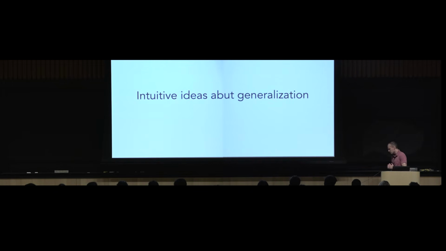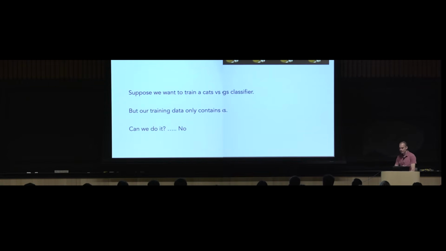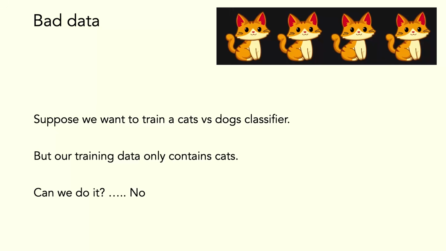OK, so let's go over some intuitive ideas about generalization, just to get warmed up and get you thinking about this. OK, so here's a bad data set. Suppose we have a data set which is just a bunch of photos of cats, and we want to train a cat versus dog classifier. Clearly, this is not going to work. You only observe cats. You're not going to get a cat versus dog classifier, right?